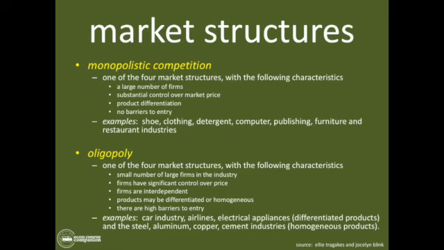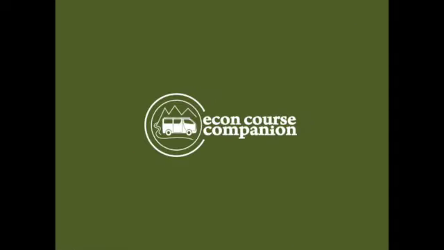Okay, so there are the four market structures: perfect competition, monopoly, monopolistic competition, oligopoly. These are the market structures that you are going to look at for how the firms behave using the model that you used of production, costs, revenues, and profits.